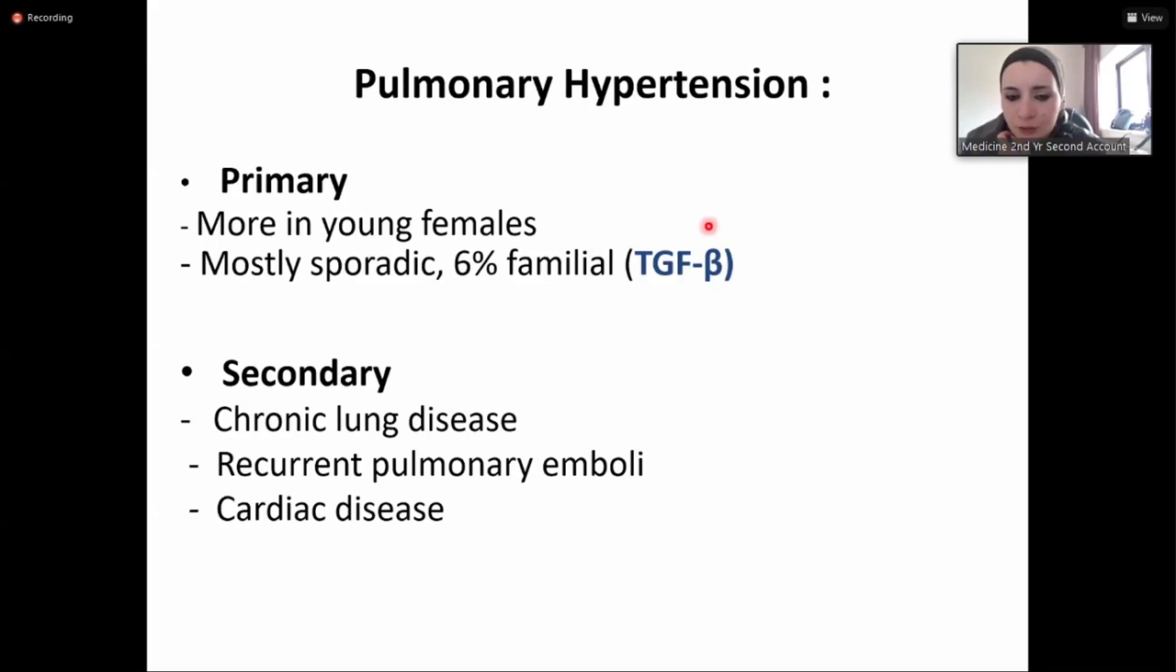في عندي طبعاً hundreds of genes involved in the pulmonary hypertension development. Secondary causes, chronic lung diseases, ممكن تعمل لي affection of the blood vessels, recurrent pulmonary emboli, بتزيد the pressure inside the blood vessels, and بتعمل obstruction to the outflow, and some of the cardiac diseases.